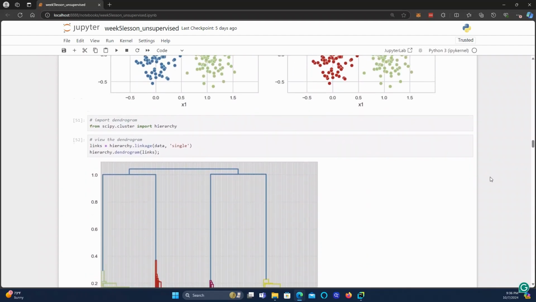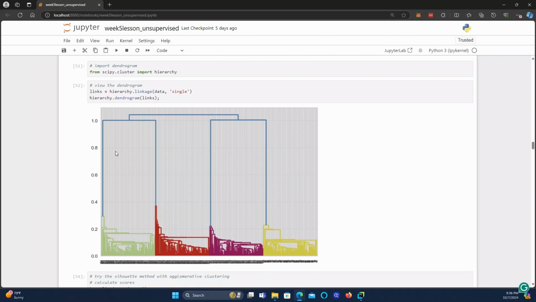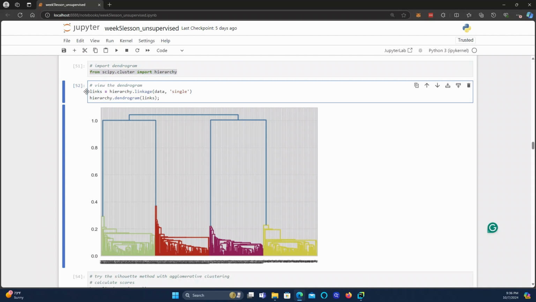But agglomerative clustering lets you do this cool thing called a dendrogram. So from scipy.cluster, I've imported hierarchy, and then you need to calculate the linkage by doing hierarchy.linkage on the data. And I used single linkage. Don't worry too much about what this means. There's a few options there. You can read about them in the scikit-learn documentation if you want. And then we did hierarchy.dendrogram on the links, and it draws this.